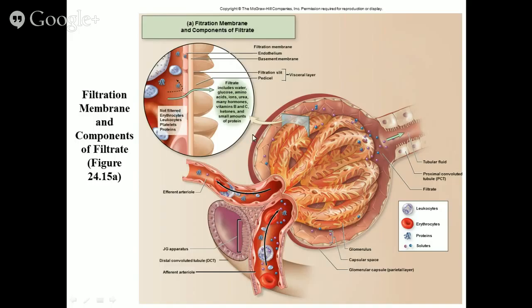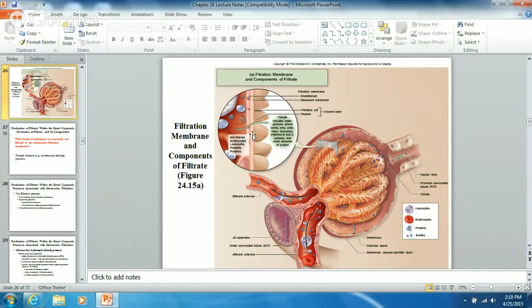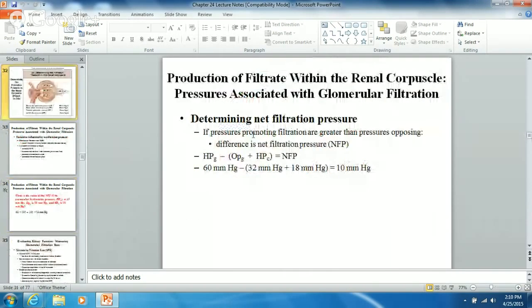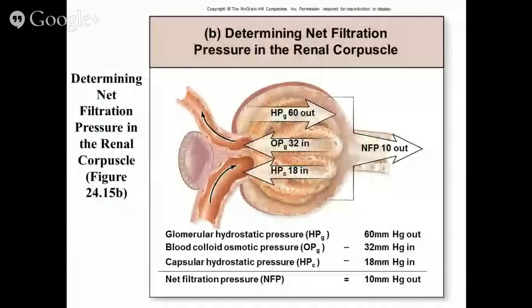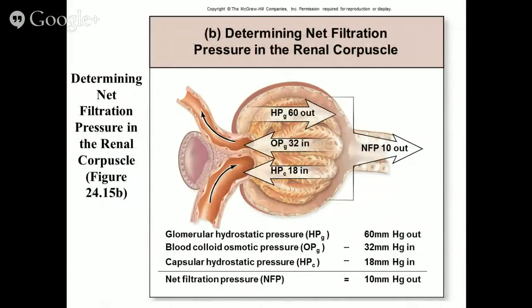How do you make filtrate? Well, that part is easy. But we need to go to another slide to show you how we're making that filtrate. Filtrate is actually produced this way. What winds up happening is we need something called glomerular hydrostatic pressure.